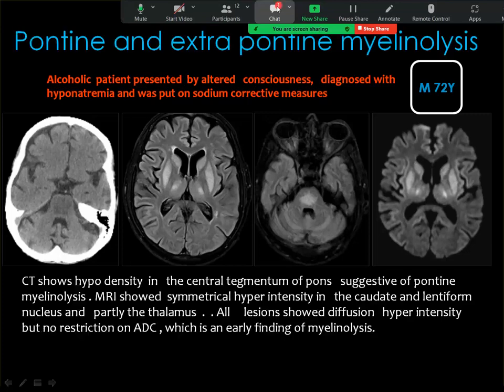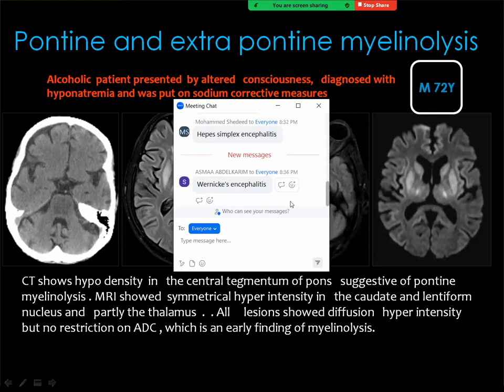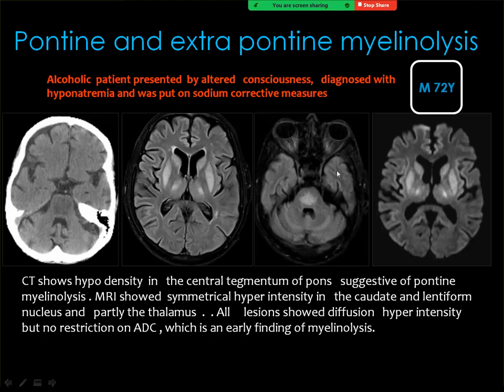Okay, and I don't know why these answers can appear before I click, but no, this is not Wernicke encephalopathy, because Wernicke encephalopathy has this characteristic appearance in the area paramidline around the third ventricle, and the history here is very pathognomonic, where he got hyponatremia and corrective measures.